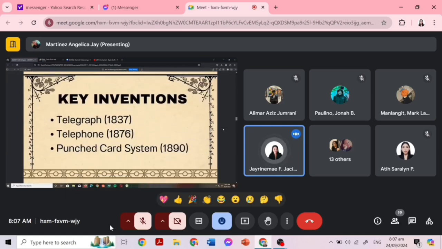So we have three key inventions in this era: the telegraph in 1837, the telephone in 1876 to 78, and the punch card system in 1890. The telegraph was invented by Samuel Morse. Next po.